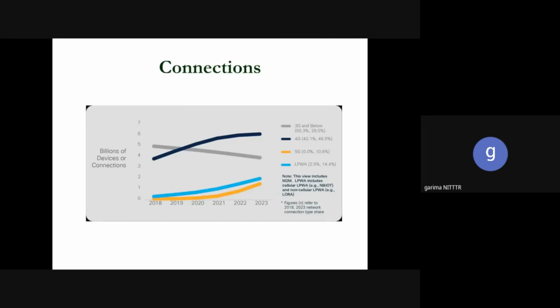Next is the connections, that is, how these different types of connections we are utilizing, and we are going to utilize in this year. 3G was there in 2018, but it is now declining. Then 4G came into the picture, and 4G is now increasing. Then 5G is now moving up, and LPWA, low power wide area, whether cellular or non-cellular, is moving upwards, and they are going to be utilized for billions of devices or connections.